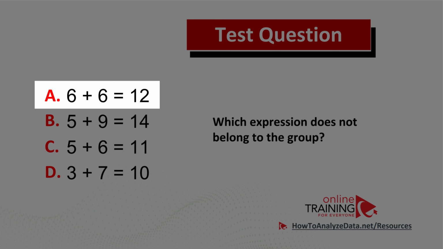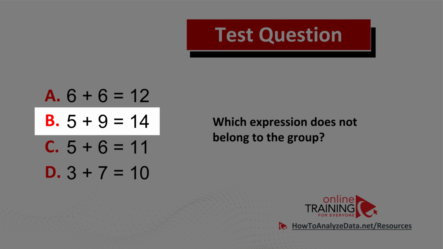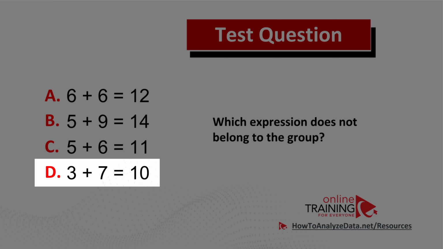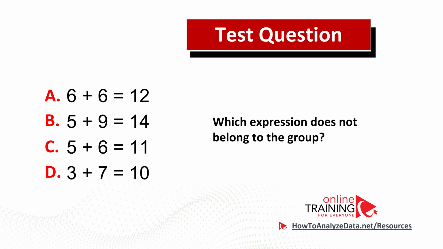Choice A, 6 plus 6 equals 12. Choice B, 5 plus 9 equals 14. Choice C, 5 plus 6 equals 11. And choice D, 3 plus 7 equals 10. Do you think you know the answer?